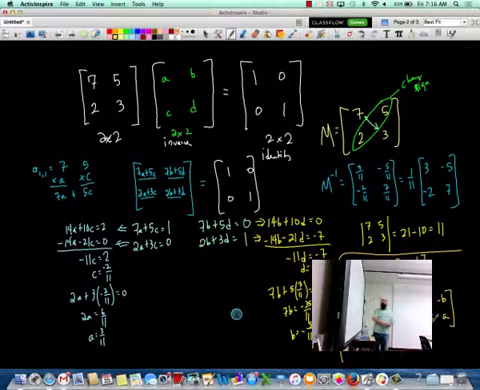Now there are formulas for the inverses of 3 by 3s and 4 by 4s. Totally not going to make you memorize that or do it by hand. This is the only one that you'll be expected to do by hand. The others you'll be expected to do with technology.